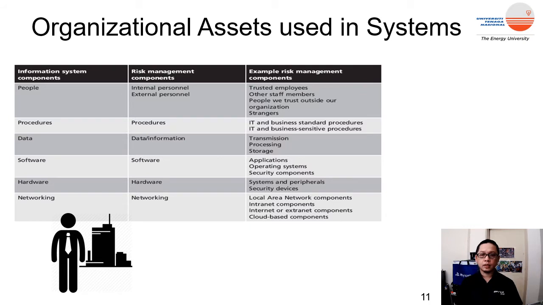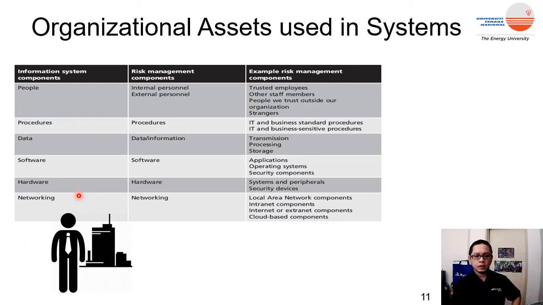Okay, so this example in the diagram is just how you can categorize your asset and how it relates to your organization. Perhaps you can categorize your asset according to the information system components: people, procedures, data, software, hardware, and networking. This list is usually unique to a certain organization, so perhaps your organization has its own unique way of categorizing assets. The most important thing to remember is: list the asset first and then categorize, and then later on you give priority to those assets that you want to protect.